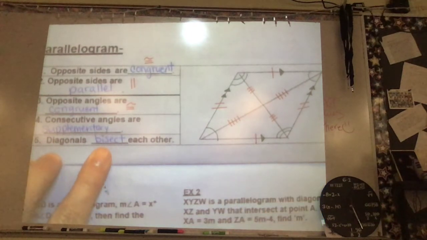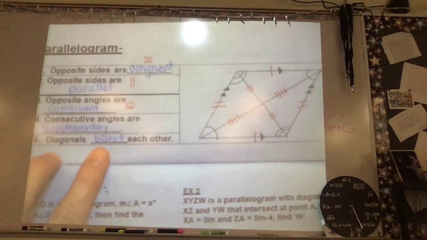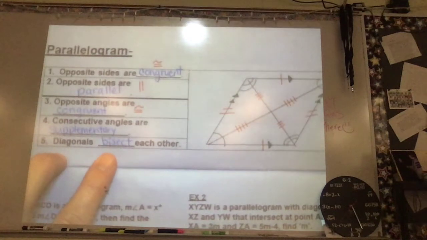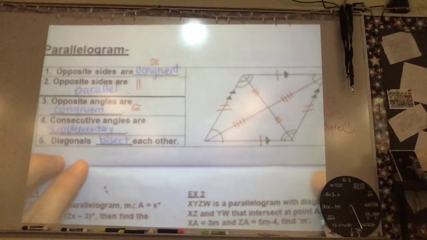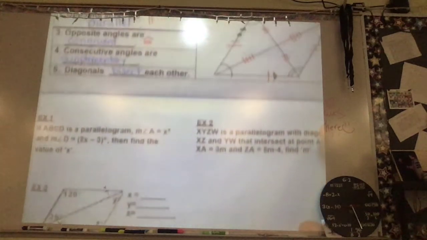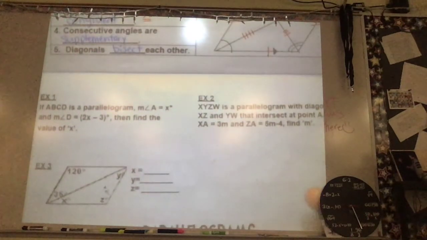Notice that this is a review of what's already on your purple sheets, but we wanted you to have everything in one place instead of having to flip back and forth between all of those purple sheets. So this is for parallelograms. Pause this and try working through these examples below. Once you are finished, unpause it and check it to see how you did.